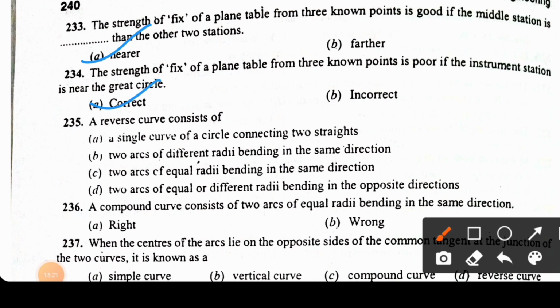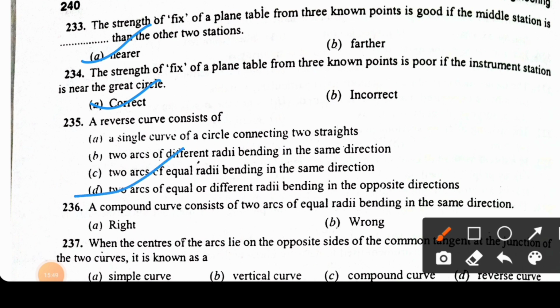A reverse curve consists of two arcs of equal or different radii bending in the opposite directions. Correct answer D.